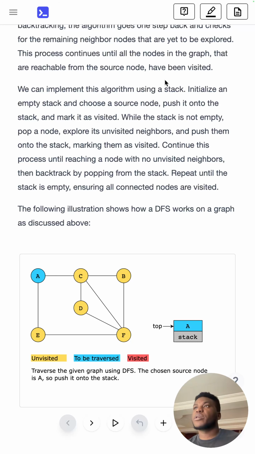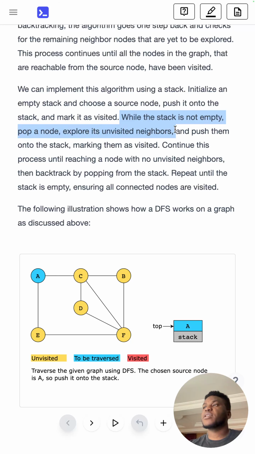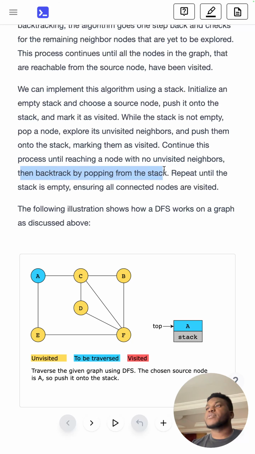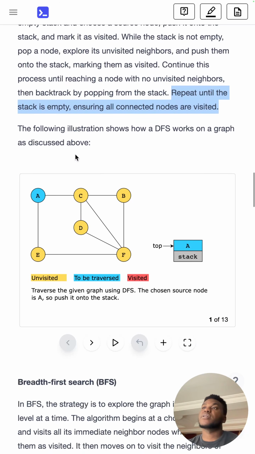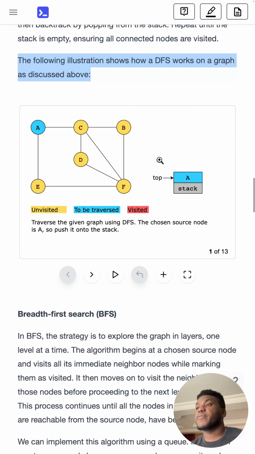This process continues until all the nodes in the graph that are reachable from the source node have been visited. Now we can implement this algorithm using a stack. When you see stacks, tend to also think recursion. Initialize an empty stack, choose a source node, push it onto the stack, and mark it as visited. While the stack is not empty, pop a node, explore unvisited neighbors, push them onto the stack, and mark them as visited. Continue this process until reaching a node with no unvisited neighbors. Then backtrack by popping from the stack. Repeat until the stack is empty, ensuring all connected nodes are visited. Now this is an illustration showing how it works on a graph as discussed above.